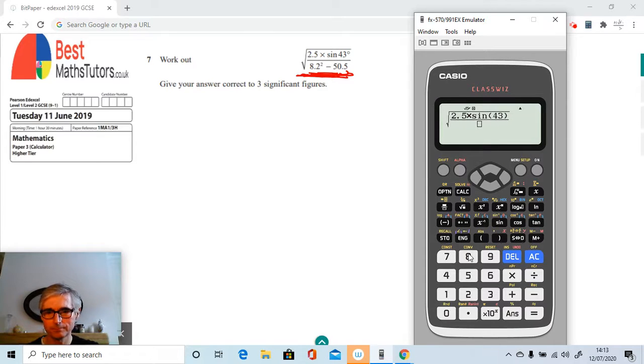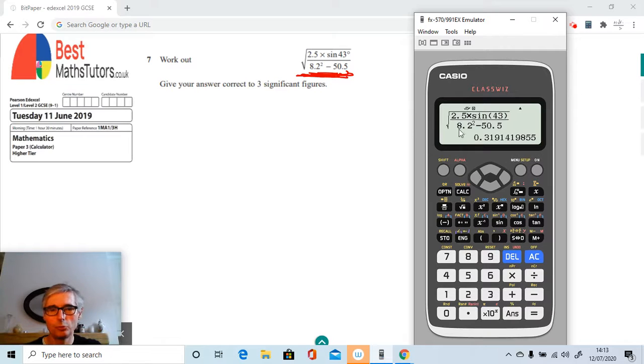So if we do that, 8.2, and it's squared, so the square is this x squared here, and we press that, and then we're going to take away 50.5, and all we need to do now is just press the equals button, and there's our answer.